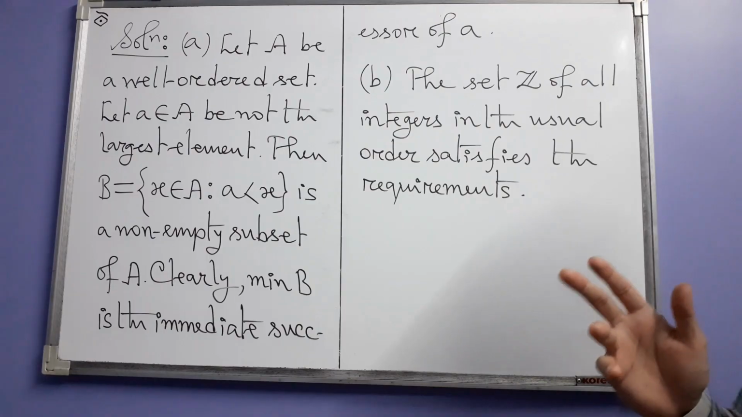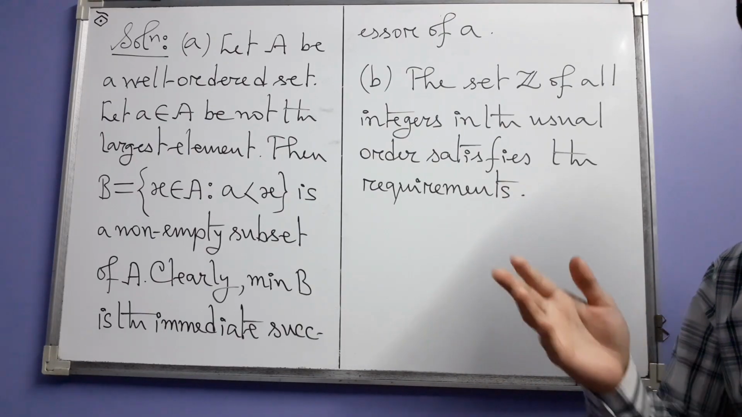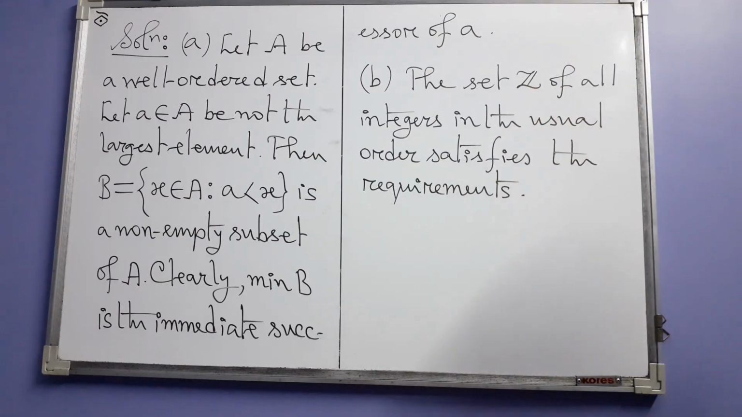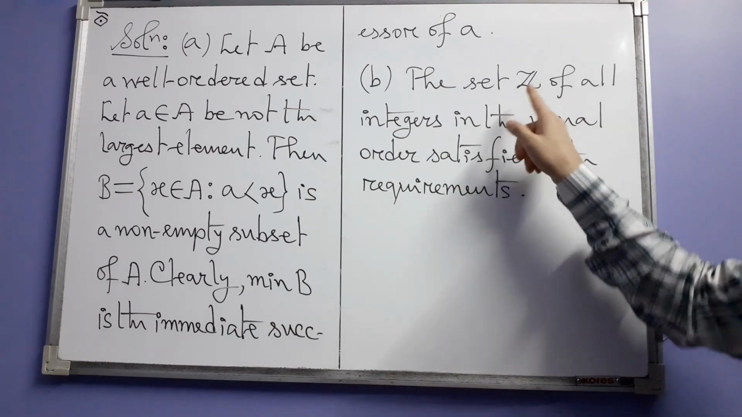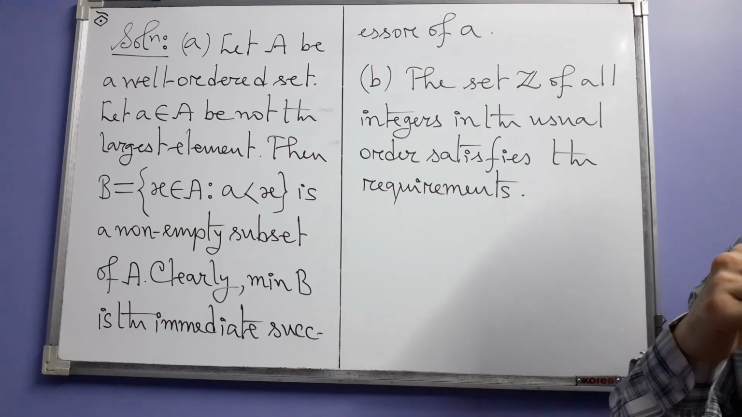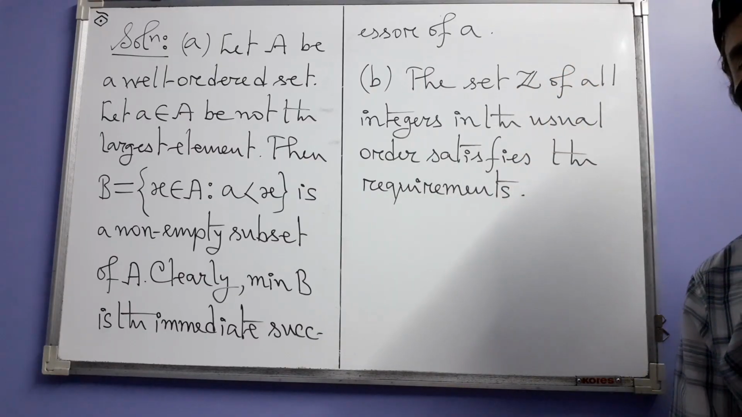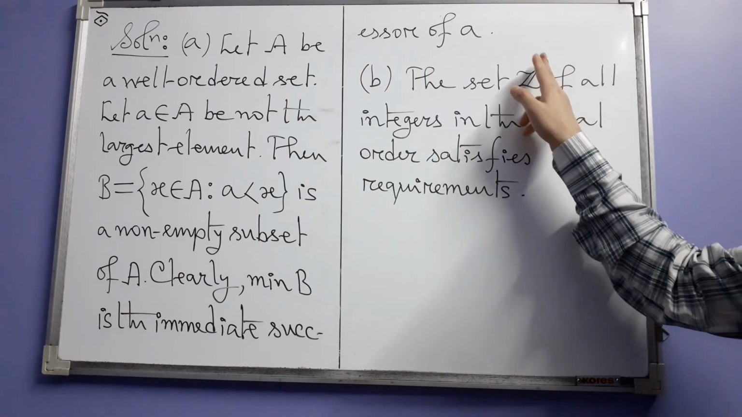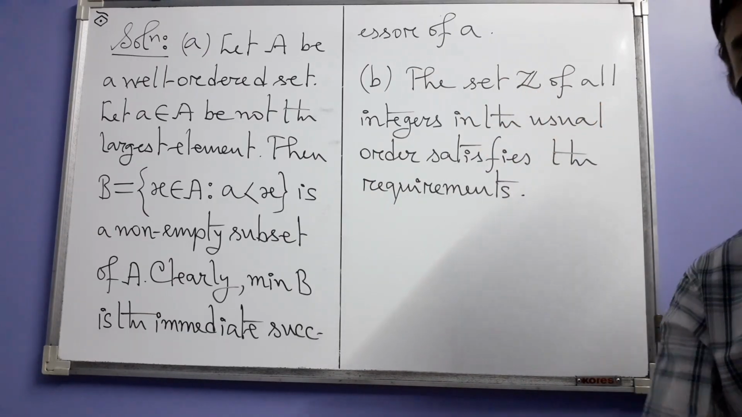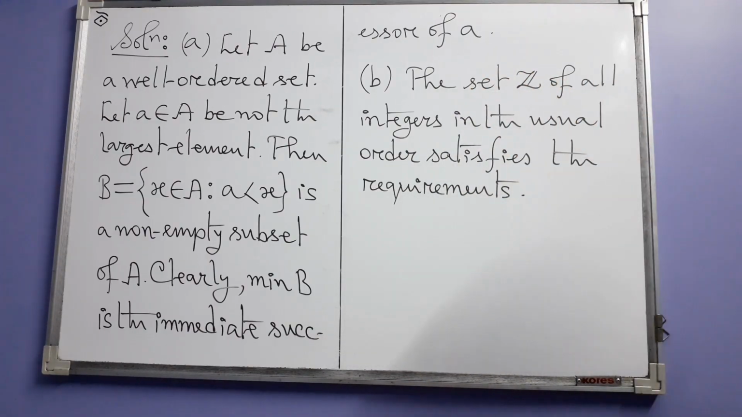And then in part B, we have to find an ordered set where every element has an immediate successor, but the ordered set is not well ordered. You can consider the set of all integers in the usual order. Every integer has an immediate successor. You add 1 to that integer, you get its immediate successor in the usual order. However, it is not well ordered. Why? Because, for example, the set of all negative integers is a non-empty subset of this which has no smallest element. We have already seen before that this is not well ordered. So that is the solution.